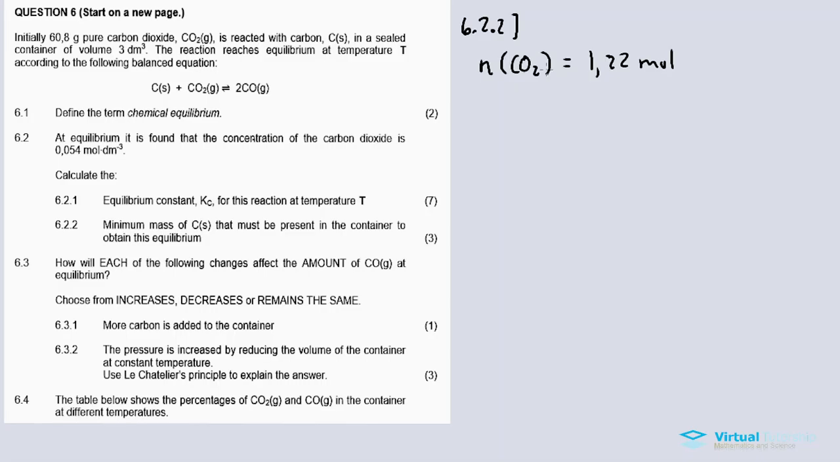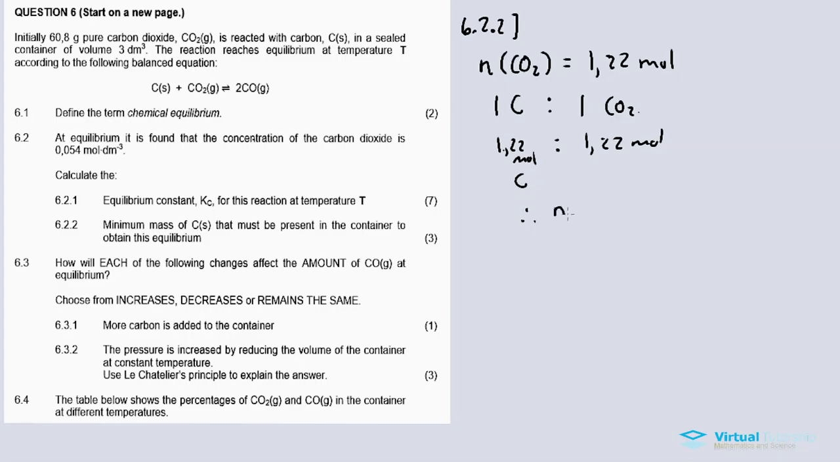Now, since this is the reacted amount of carbon dioxide, using stoichiometry, for every 1 mole of carbon that reacts, 1 mole of carbon dioxide also reacts. So if 1.22 moles of carbon dioxide reacted, it also means that 1.22 moles of carbon will react, because there's a 1-to-1 ratio. With stoichiometry, we just look at the coefficients for this reaction.